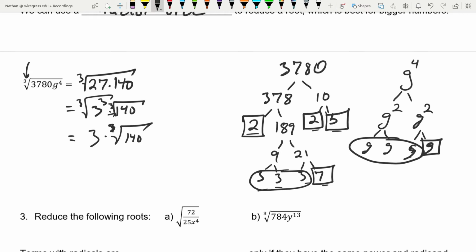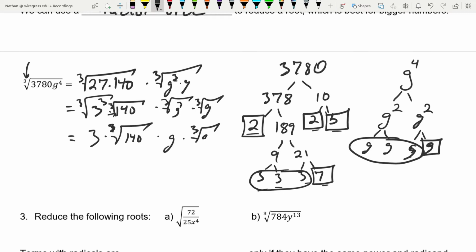So what I can do is immediately factor this thing out. I don't have to go through this whole process, which I can do, obviously. I can go g cubed times g, which is then, let me do it like this, the cube root of g, I'm just splitting up the fraction. That, of course, gives me g times the cube root of g.